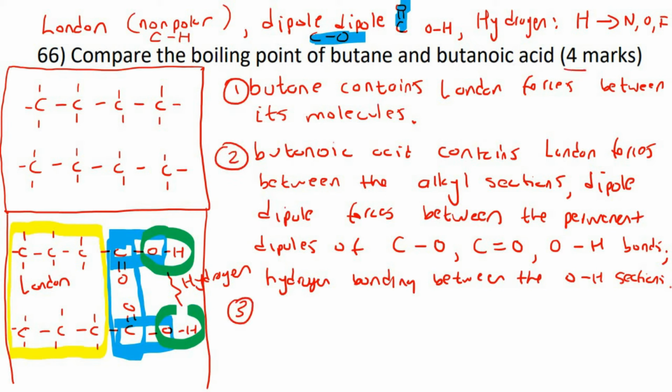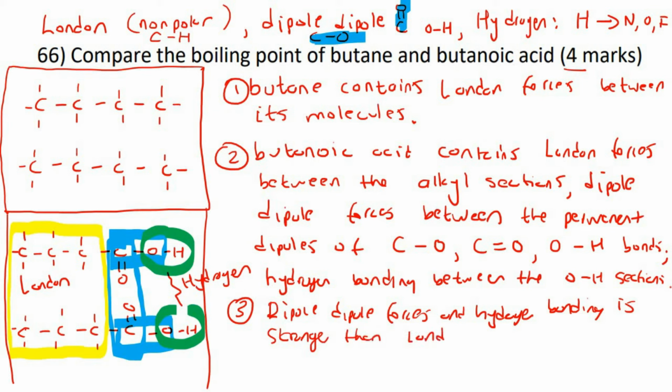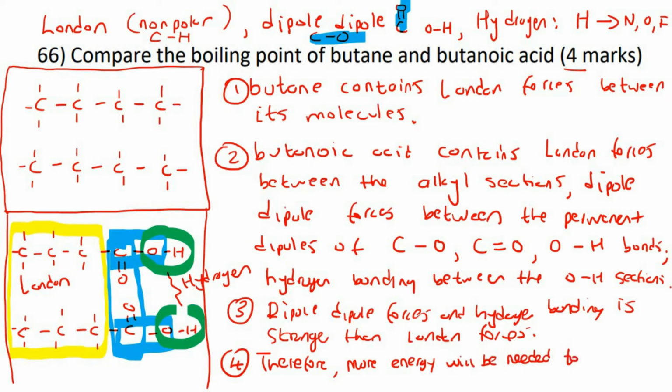So for the third one, you make a comparison. So you can say that dipole forces and hydrogen bonding is stronger than London forces. Step 4 is where you make your conclusion. You say, therefore, more energy will be needed. I'm really going to run out of space here. Needed to overcome the forces of attraction in butanoic acid. Okay, now we need to add a little extra part.